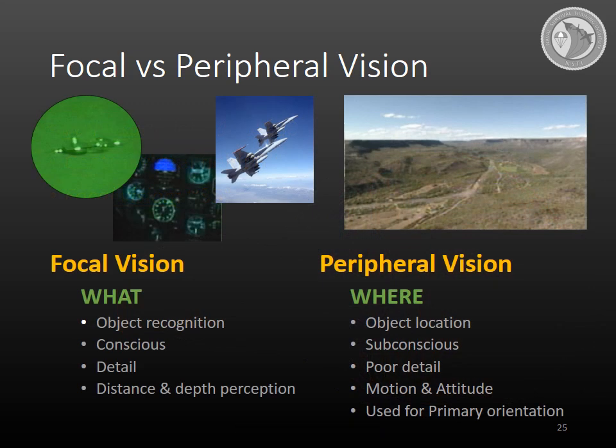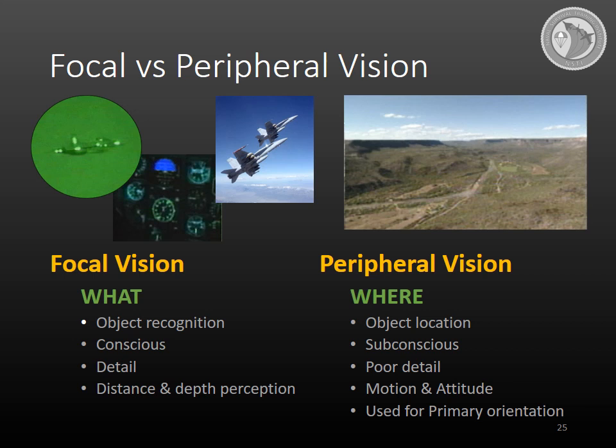Focal vision is what your brain uses to identify what an object is. It recognizes it, sees that image, and reaches back into your memory to identify what that is and what you know about it. Now this is a conscious process. Your brain has to work to make this happen. With focal vision, where all those cones are focused, you get a great deal of detail and high fidelity vision, and that's good to really identify what that object is.